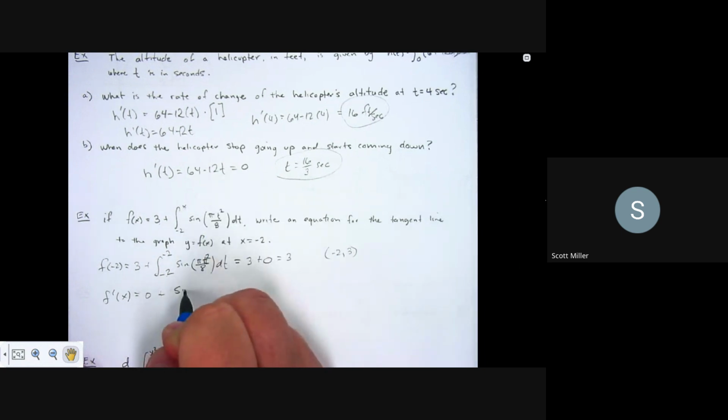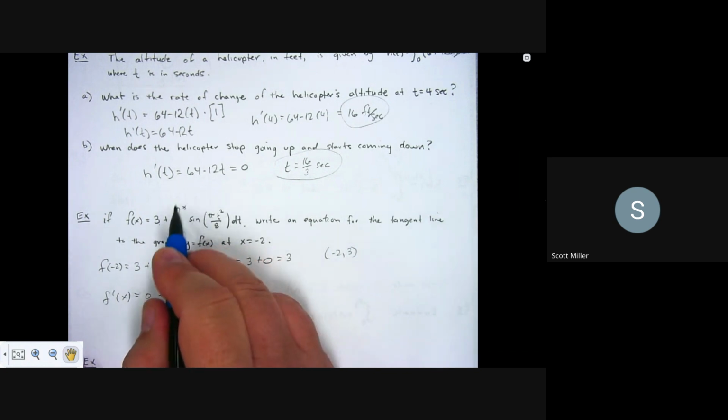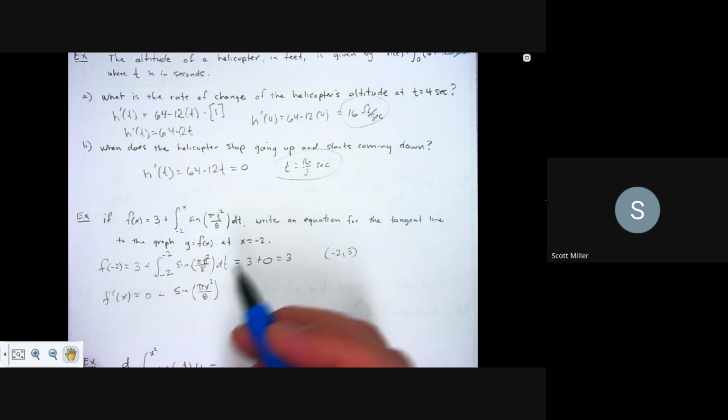I've got to find my slope. My slope is based off of f prime. What is f prime going to be? Well, it's going to be the derivative of a constant, which is 0. And then I take the derivative of this quantity right here. Because this is a number down here, the derivative of that is going to be 0. So I take that letter and replace it with the upper limit. So this is going to be the sine of pi x squared over 8. So I just replace the variable with whatever that is up there. If this was an x squared, I'm going to replace this t with an x squared. So just remember that you're replacing it.